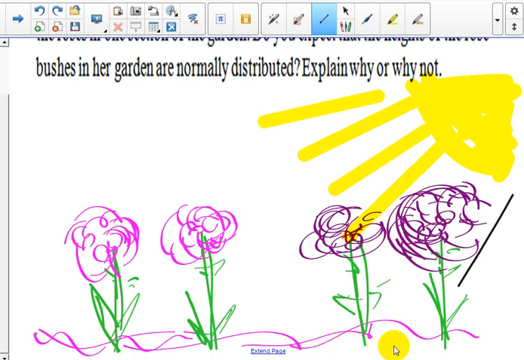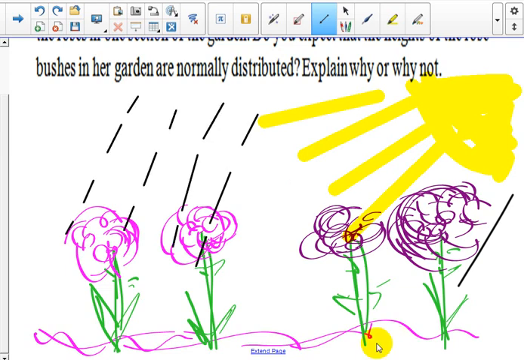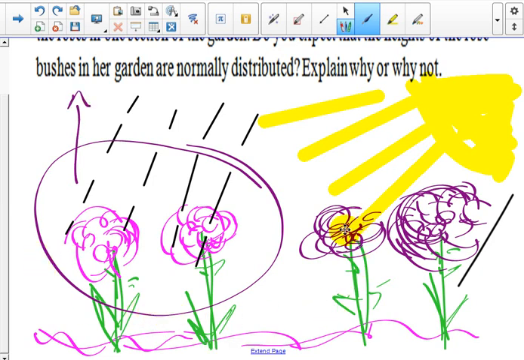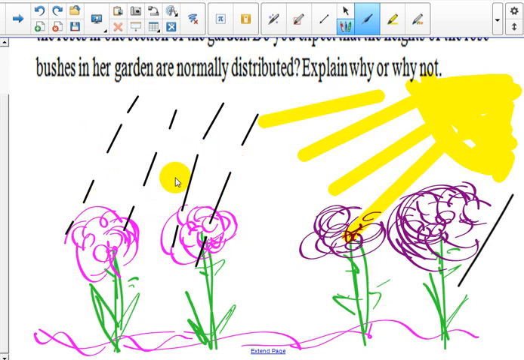So she's spraying on one side. Maybe she's spraying here, right? So what would happen? Would it make a normal distribution? What would happen? It would give us some outliers. The ones she's spraying would be unusually tall compared to the others. The others won't grow as fast. So it would skew your data. All right. Any questions on that?